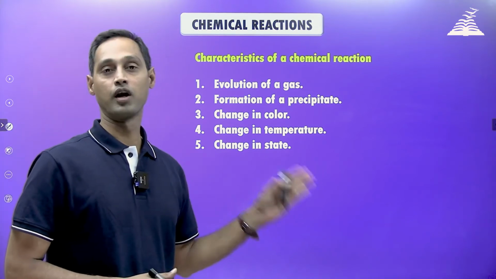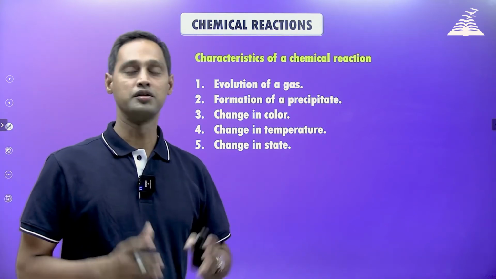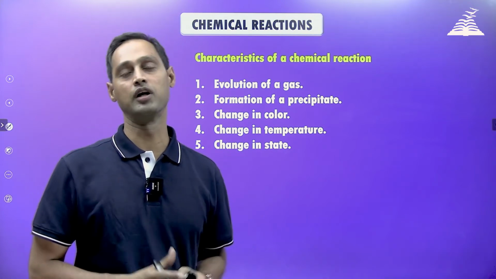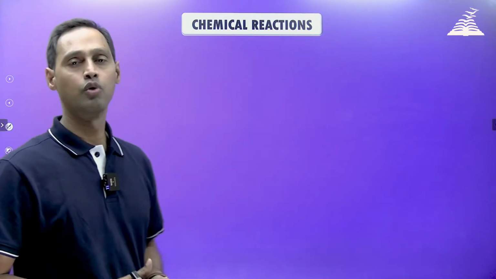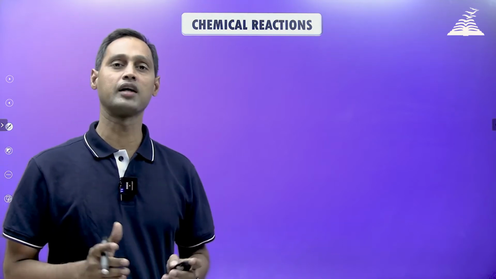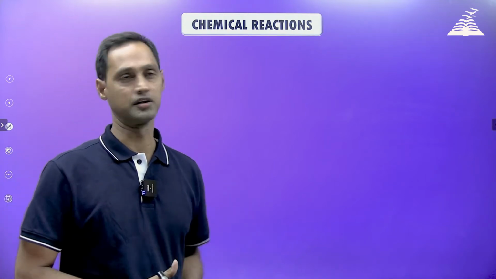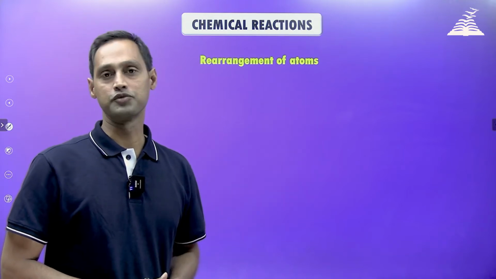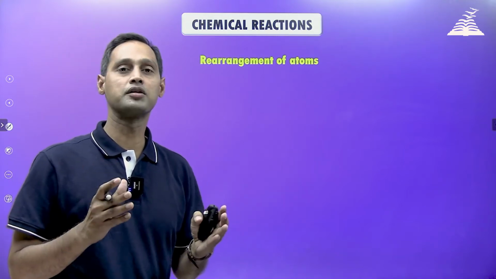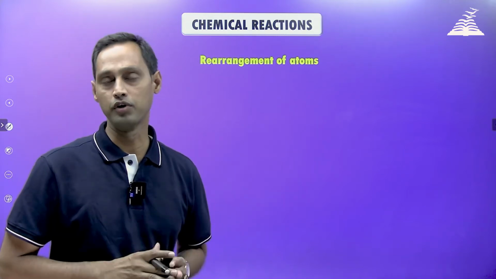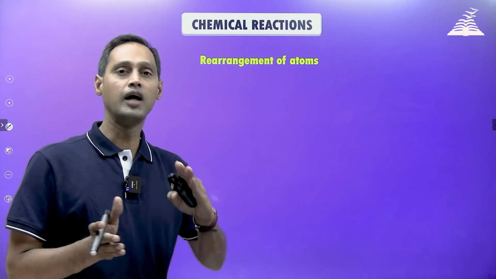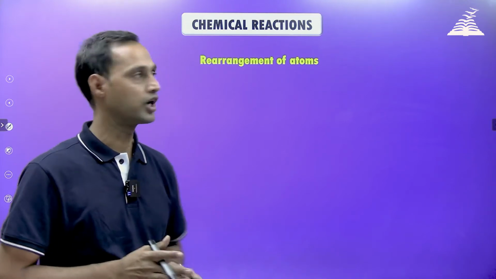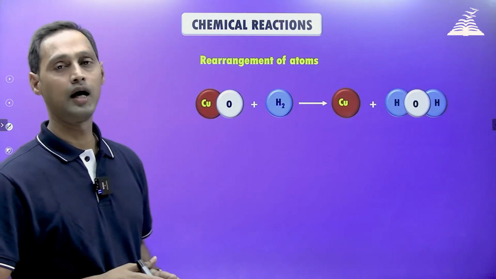So now we are learning something very interesting. You might be wondering what exactly happens during a chemical reaction, right? So we will now try to understand what exactly happens during a chemical reaction. It is basically a rearrangement of atoms. During a chemical reaction, new atoms are not formed. The atoms simply get rearranged. So let us see what exactly happens step by step.